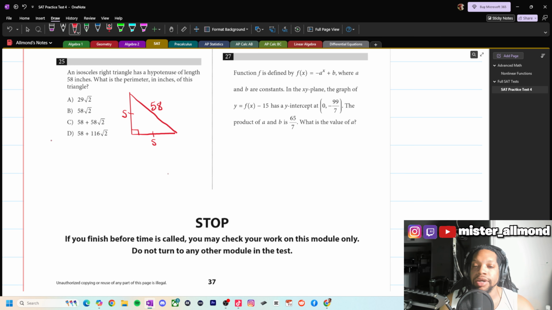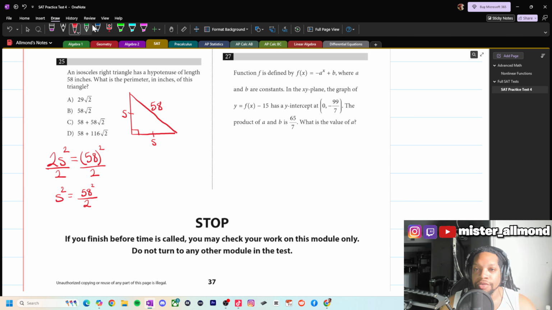But okay, so perimeter. I got to figure out what S is first and then just add them all up. So if I'm trying to figure out S, I know it's a right triangle, so I can use the Pythagorean theorem. S squared plus S squared is 2S squared equals my hypotenuse squared. And then if I'm trying to solve for S, I'll do that. So S squared equals 58 squared over 2.